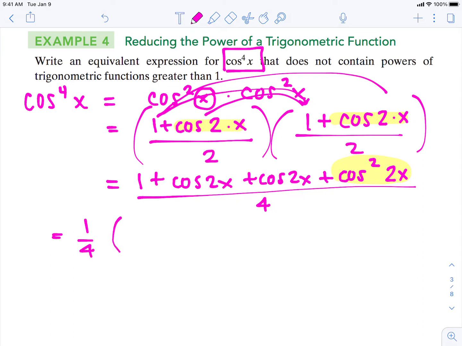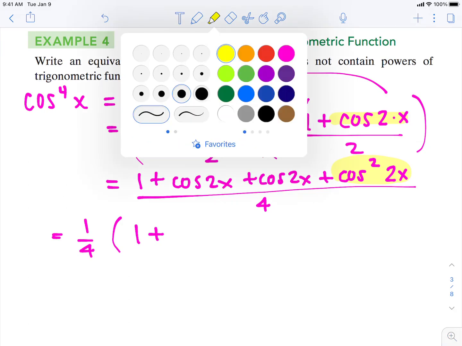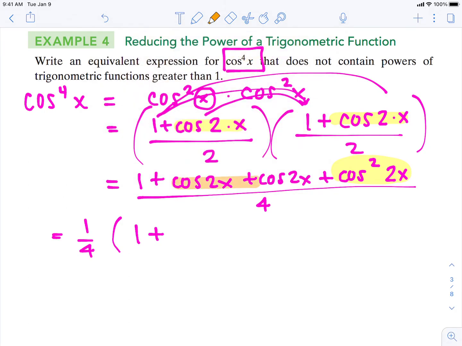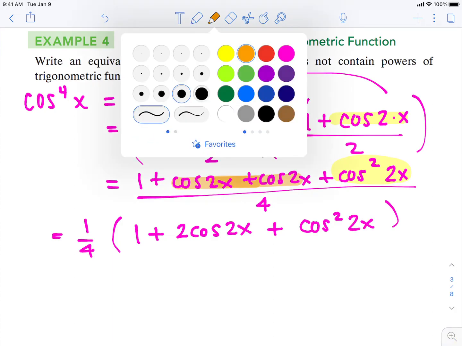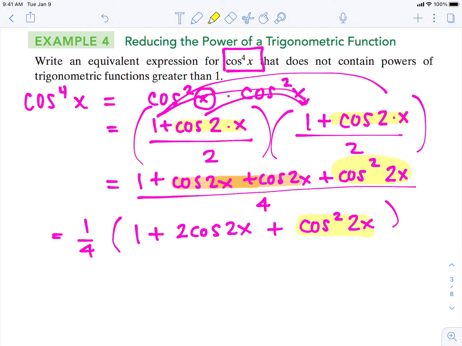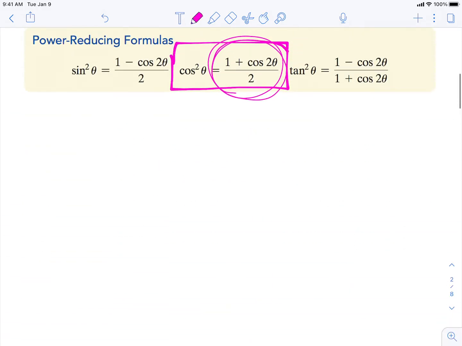So then what we're left with is 1 plus, and now these two terms in the middle combine together, they are alike, as 2 cosine 2x. And then we still have that yellow cosine squared 2x. So we have to power reduce that term. So we're going to use our formula again. So remember, here's our formula. We're using this right-hand side of the equation.